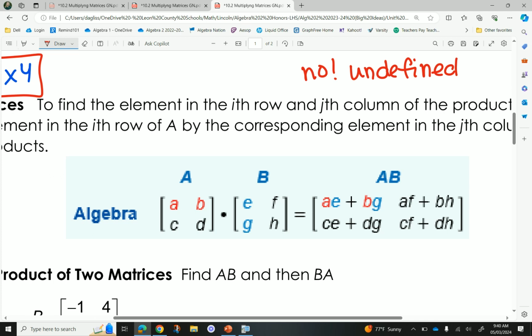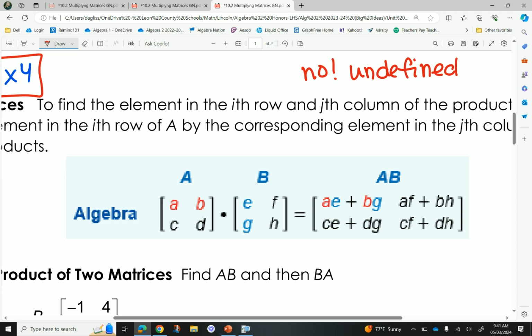If I'm trying to find the first row, first column, I'm going to use the first row of A and the first column of B. Multiply, add, multiply. If I'm trying to find my first row but second column entry, I use my first row of A and my second column of B. Multiply, add, multiply.